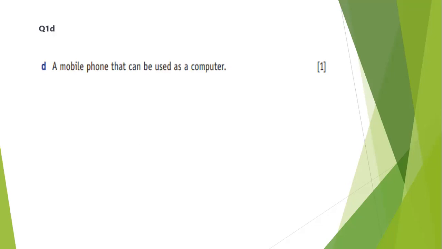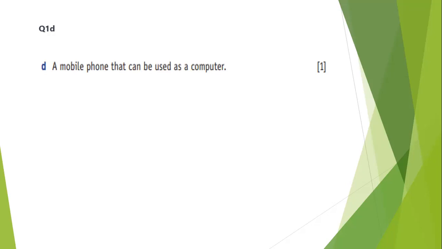A mobile phone that can be used as a computer. So, what will be the answer? Is it a foldable phone, or a phablet? It's a smartphone. A mobile that can be used as a computer. The smartphone has a microprocessor and apps, so that is why we can categorize that device as a computer. Did you get the answer? Is it clear? Yes.